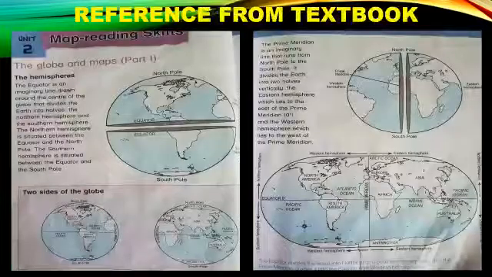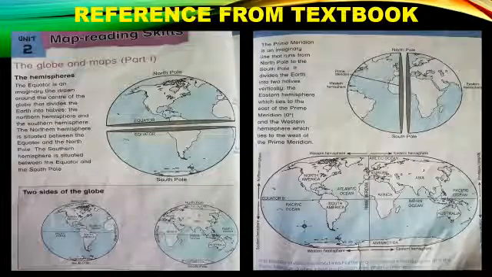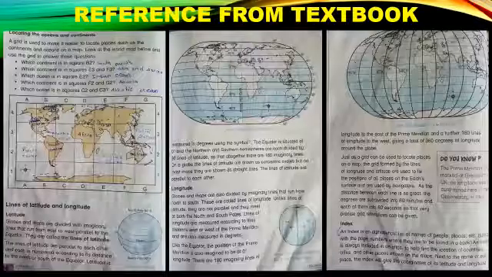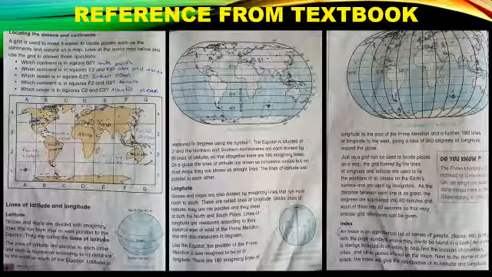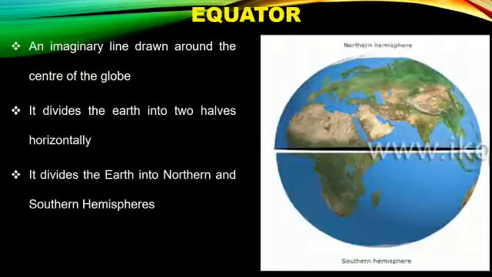Here I am sharing page number 22 to 27. It's better to read the unit thoroughly before going through the presentation. Again, don't forget to highlight important points and vocabulary words from the text. Students, in this unit, we will discuss the mapping skills and the terminologies used while reading the globe.